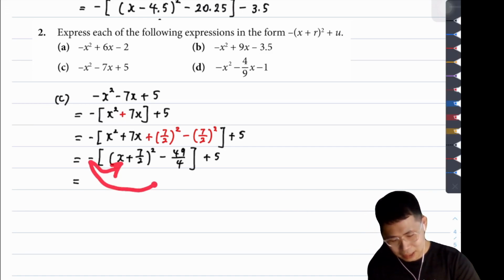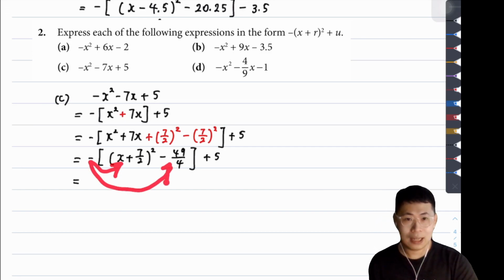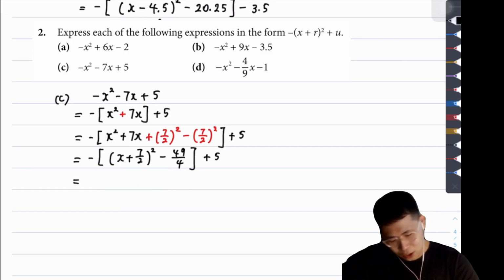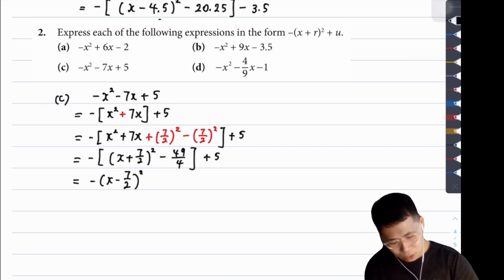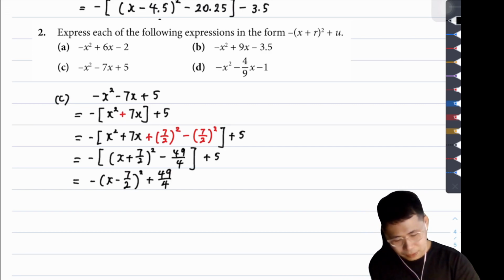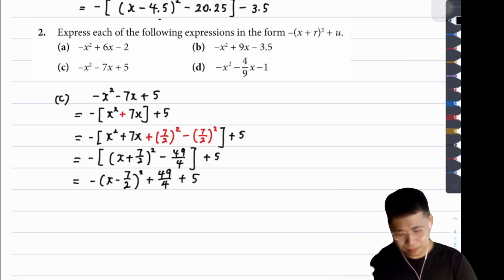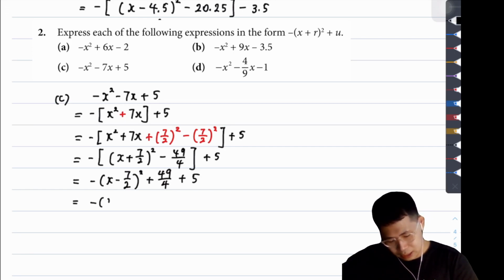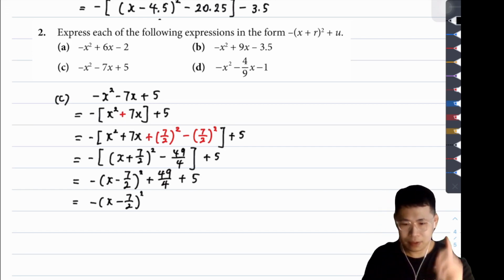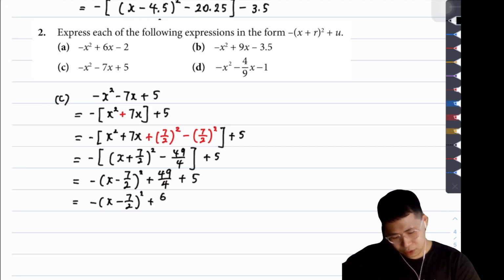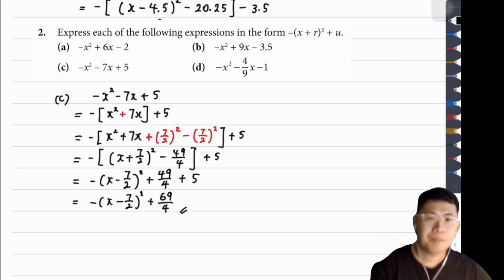Expand. So time to expand this, as in expand the negatives, distribute to that bracket and distribute to this term over here. So I will have a minus x plus 7 over 2 squared plus 49 over 4 plus 5. So 49 over 4 plus 5 would be 69 over 4. So this would be my third answer.